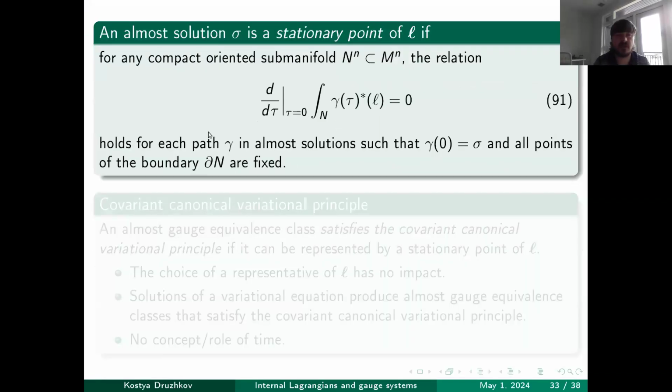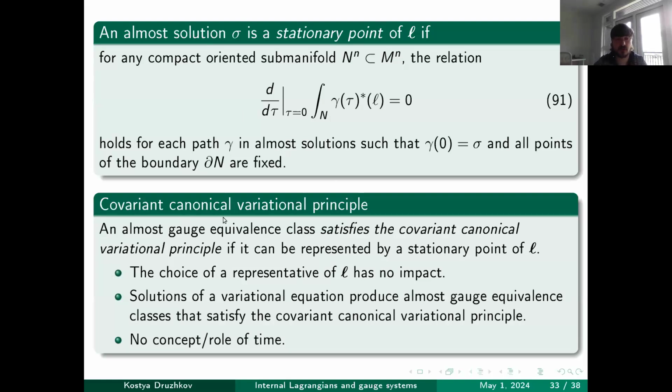And an almost solution sigma is a stationary point of our internal Lagrangian if for any compact oriented n-dimensional submanifold, the relation 91 holds. The same relation holds for each path in almost solutions. Actually, we can consider not just S sections, but all almost solutions, and we can perturb all the solutions within the class of all almost solutions, and everything will be excellent still. Everything works still.